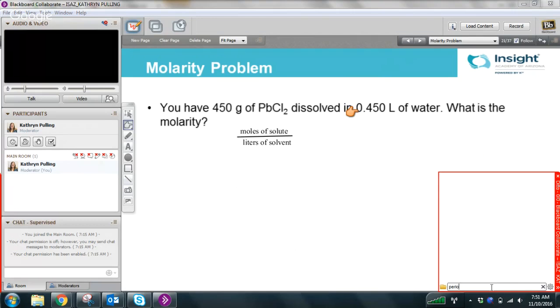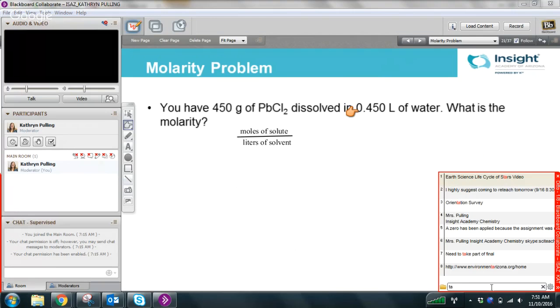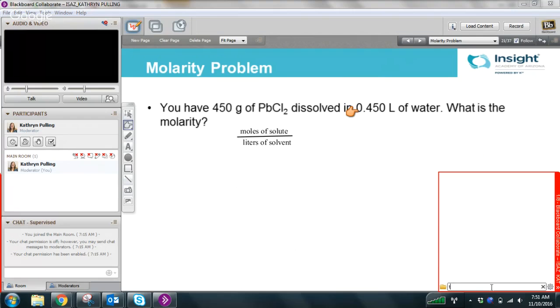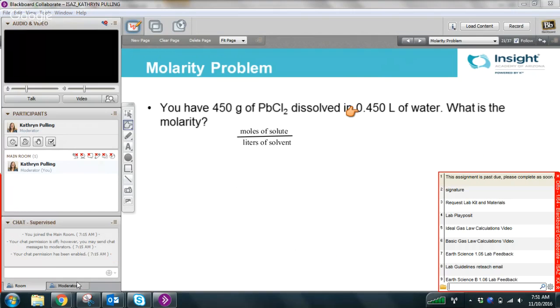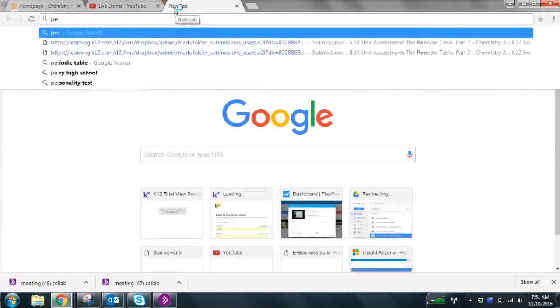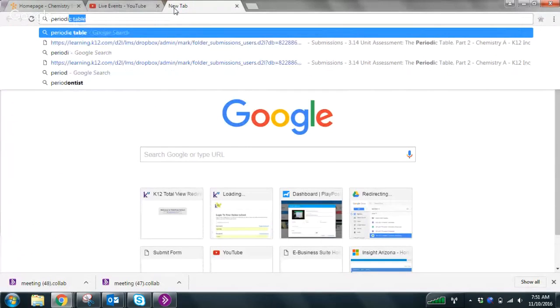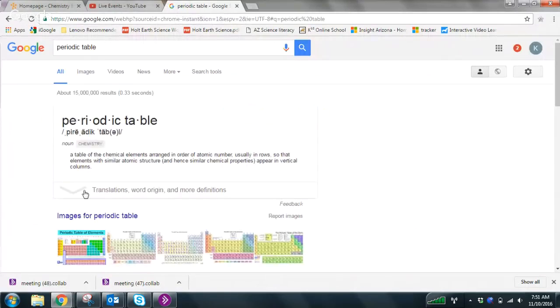I need the periodic table. I have a program on my computer that saves links or really quick copy-paste things, and because my periodic table link isn't in there anymore, let's get one for you guys.